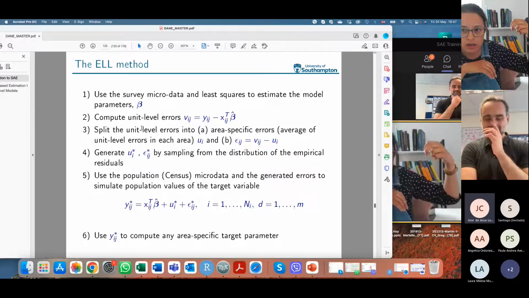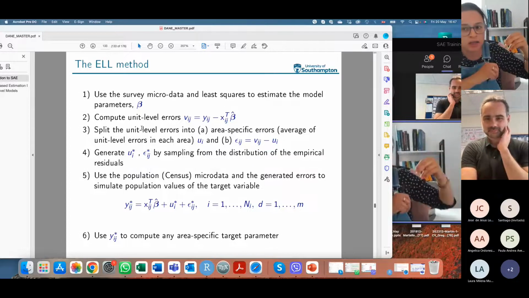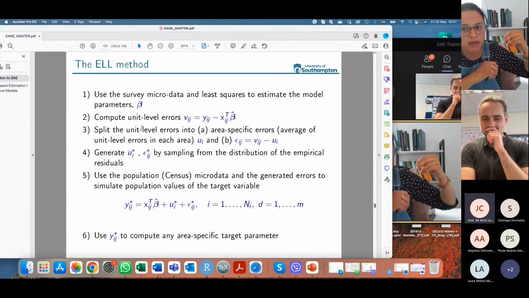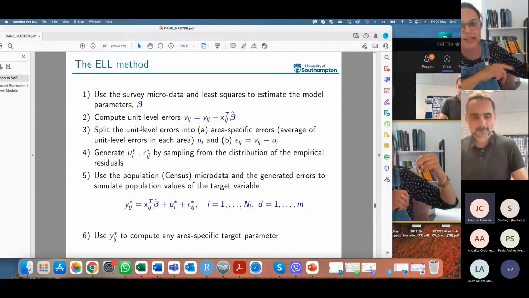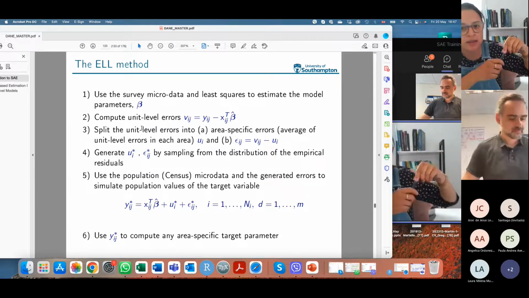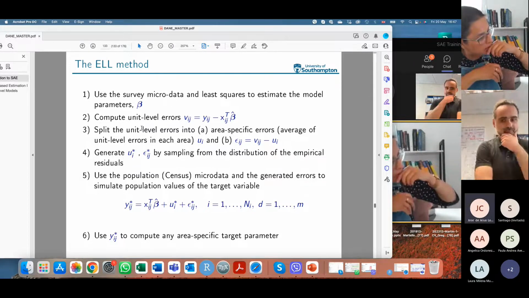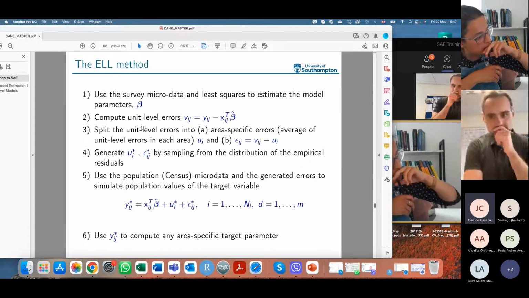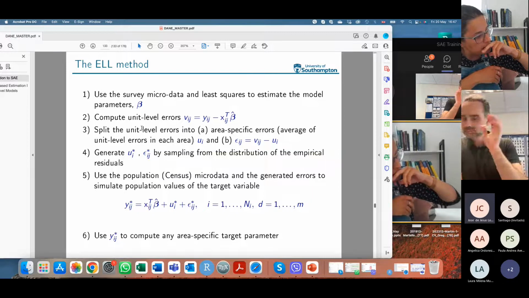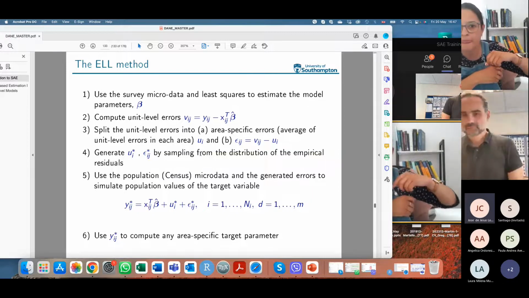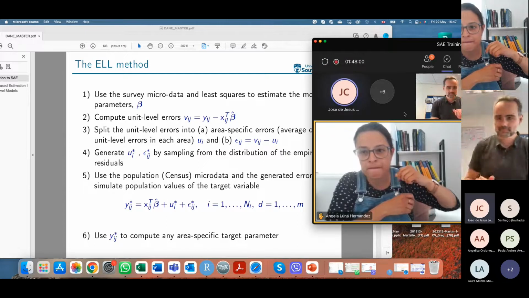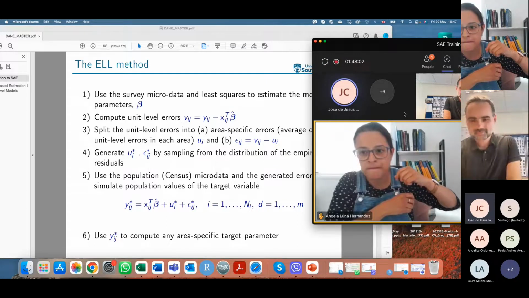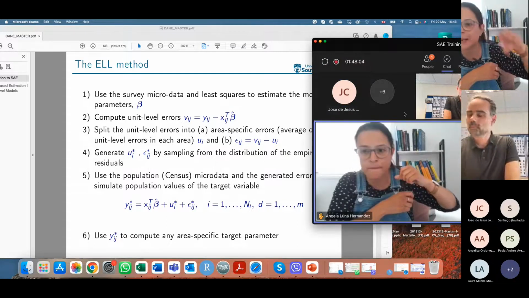Yes, I have connection problems, but I think I get it. So in this resampling, we don't have any role for the auxiliary variables. Auxiliary variables don't play a role in my epsilon value. No, you're just resampling residuals.